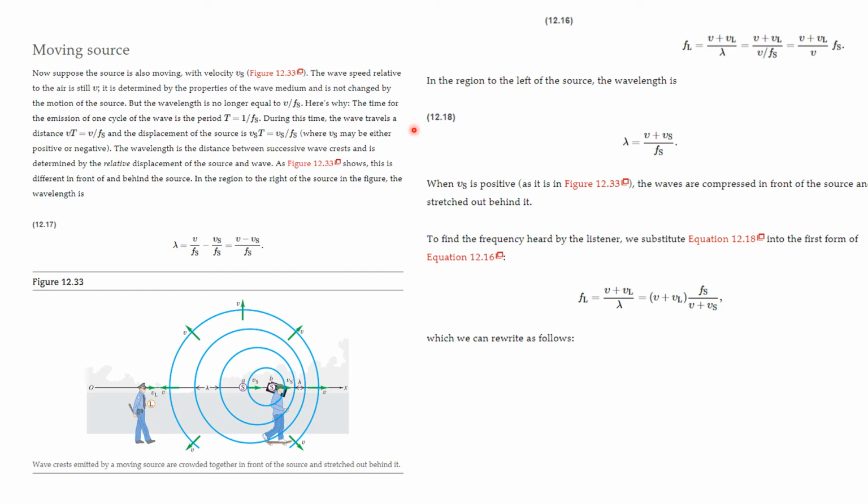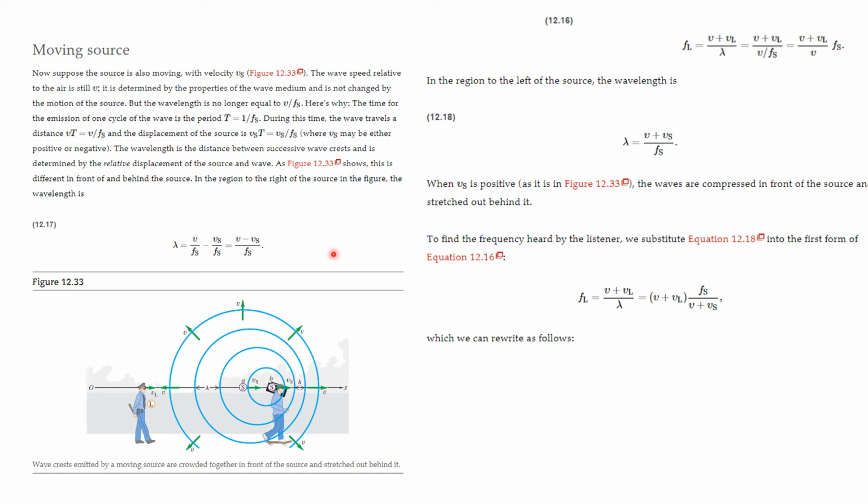The time for the emission of one cycle of the wave is the period, T equal 1 over F sub S. But during this time, the wave travels a distance of V times T, equal V over F sub S, and the displacement then is V sub S times T, equal to V sub S over the frequency of the source, and it could be positive or negative. So the wavelength is the distance between successive crests and is determined by the relative displacement of the two.